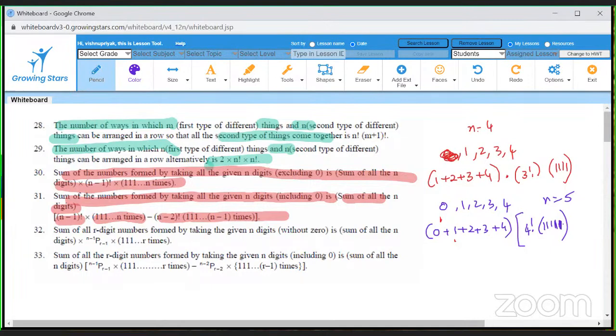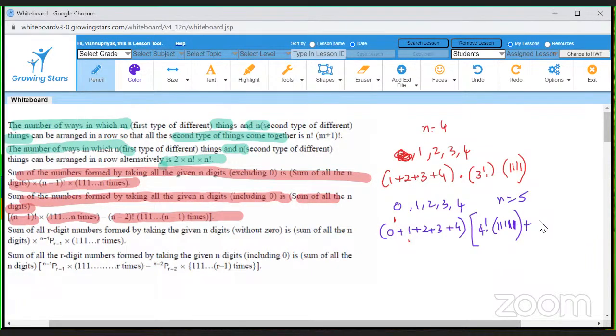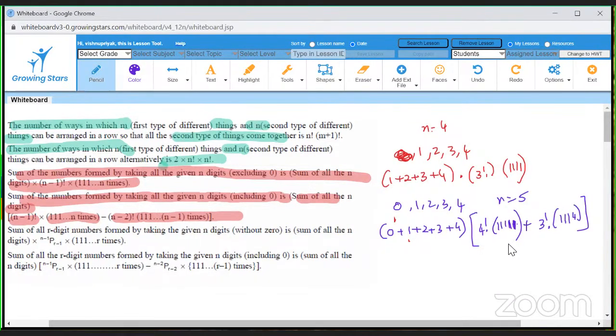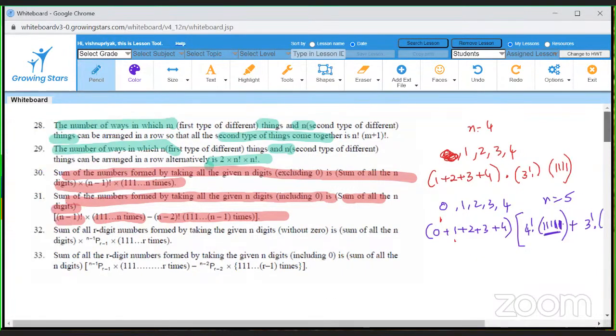This is the sum of all the numbers including 0. But then to this I have to add n minus 2, 5 minus 2, 3 factorial, and 1, 1, 1, I have to write n minus 1, that is 4 times I have to write. Here 5 times I have to write 1. Here 4 times I have to write. This is the total sum.